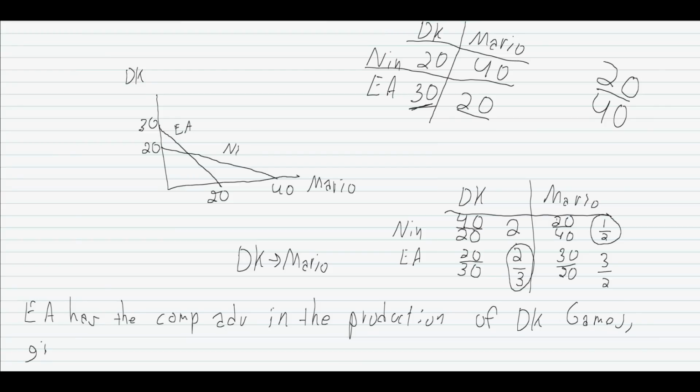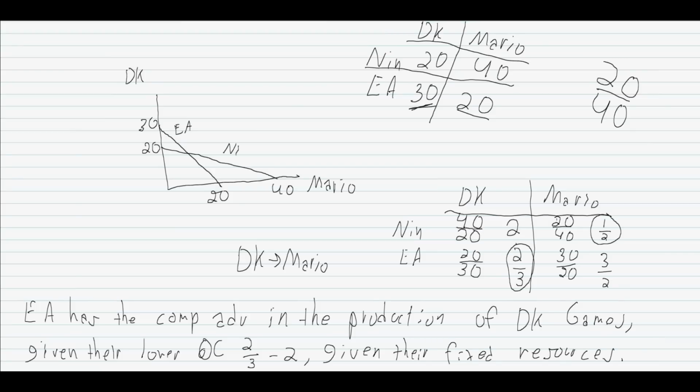Given their lower opportunity cost, and do the same thing as the absolute advantage where you compare them. So 2/3 to 2, and you finish out the same thing, given their fixed resources. Okay, that's all there is to comparative advantage. It's just who has the lower opportunity cost. So you can write that same sentence, but you can just switch this out. So let's write this for Nintendo.